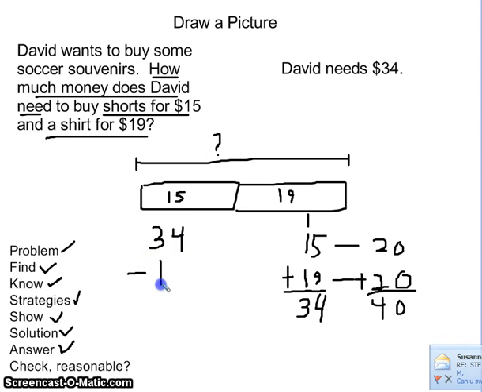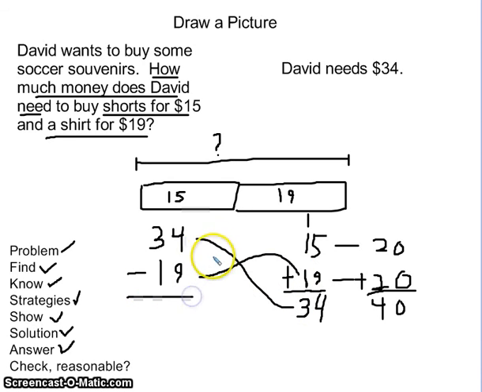minus 19. I get the 34 from down here. I get the 19 from over here. Have to put the 34 on top because that's the answer. I take my sum and I subtract one of the add-ins. I could have subtracted 15. And ideally, my answer should be 15 if I did this right.